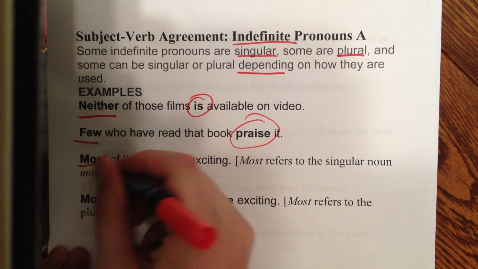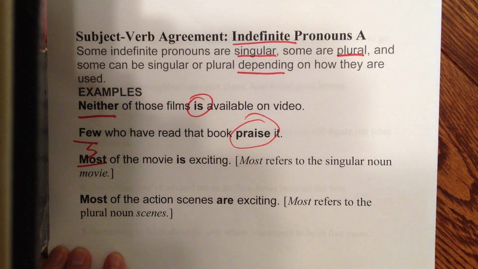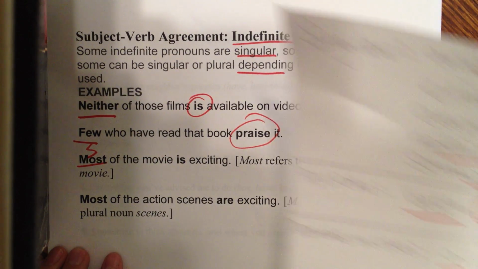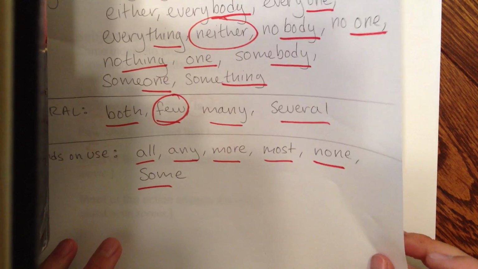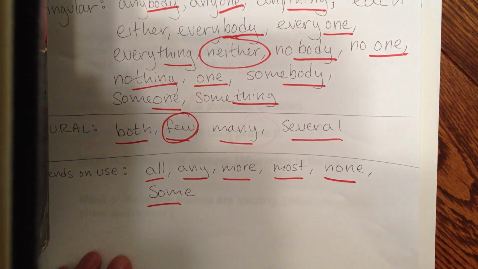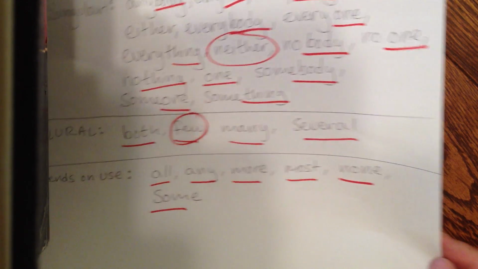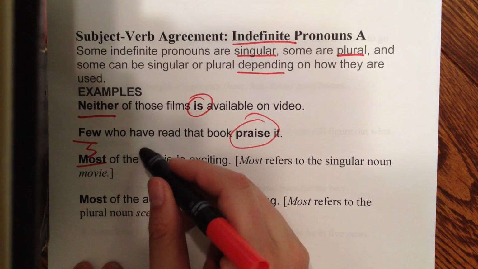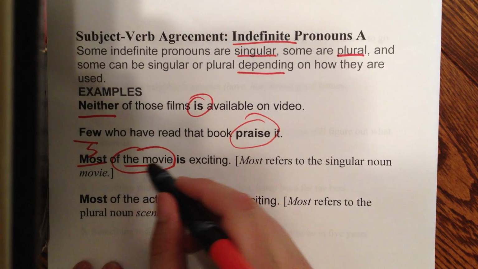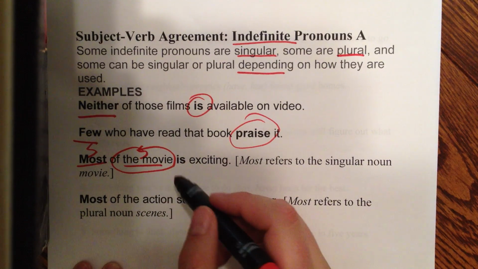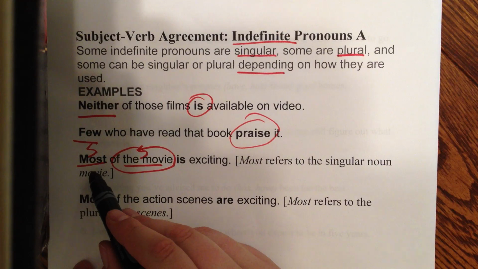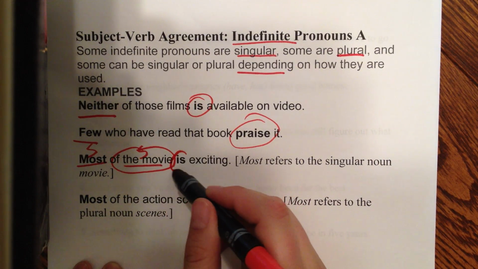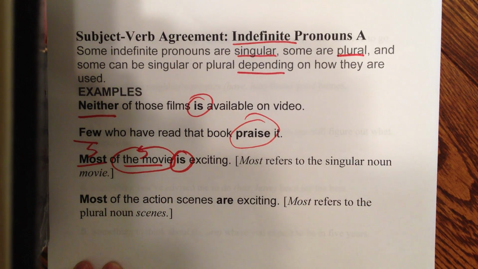Now we have the word most. Here's our subject, most. Most is in the depends on use list. It depends how you use it. The depends on use words will depend on prepositional phrases usually that follow them. That will tell you whether they're plural or singular. So let's see what they're talking about. Most of the movie. The movie is a singular thing. This is singular, so that means most here is singular. So I'm going to use a verb that ends in S, so I'll say is.